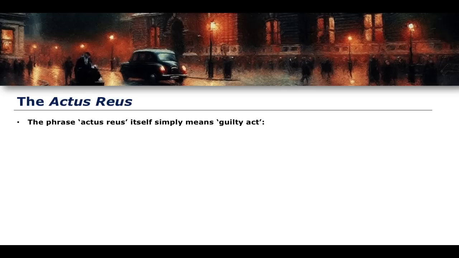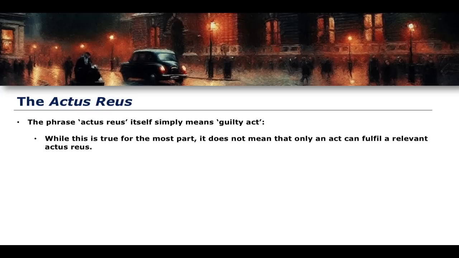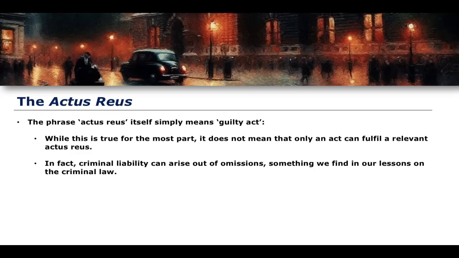So, actus reus. Actus reus itself simply just means the guilty act, okay? While this is true for the most part, it does not mean that only an act can fulfill a relevant actus reus. In fact, criminal liability can also arise out of omissions. We find that in our lessons on the criminal law, that actus reus not only includes an act itself, which could constitute an offence, but it could also be a failure to act in a particular circumstance, an omission.